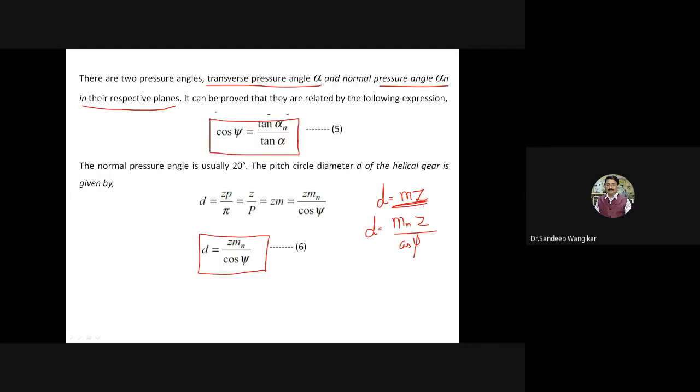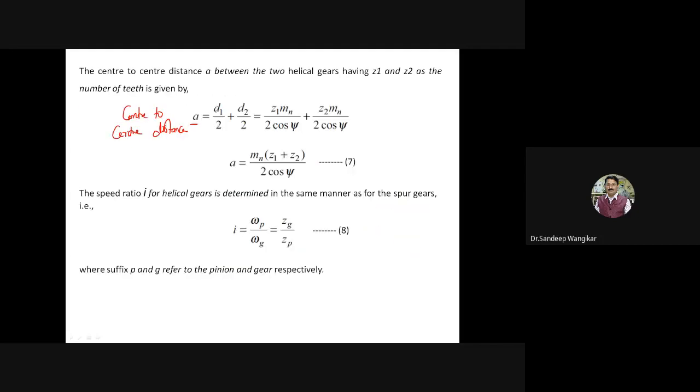We have diameter equal to z mn divided by cos psi. So I will write here for your understanding. We have diameter is equal to z mn divided by cos of psi. This formula we have. So d1 is z1 mn divided by cos of psi, d2 is z2 mn divided by cos of psi. These two will remain as it is.